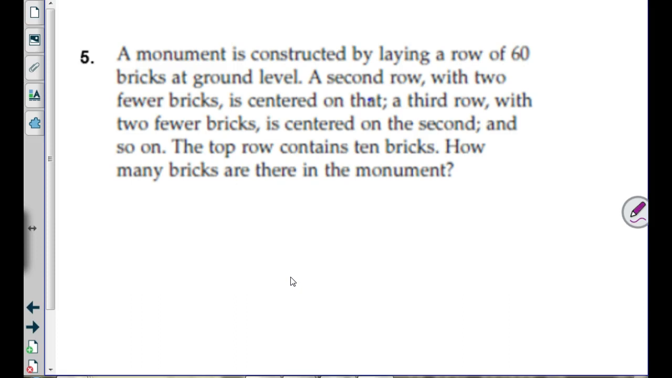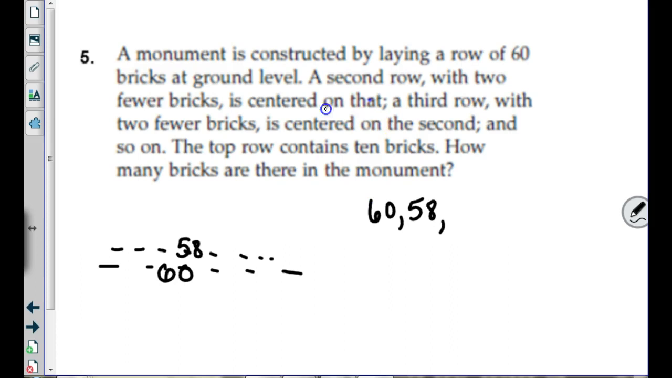A monument is constructed by laying a row of 60 bricks at ground level. Okay, so we're going to put 60 on the bottom level. There's 60 bricks down here, okay? A second row with 2 fewer bricks. So on top of that, we're going to put 58. So the terms are going 60, 58. On that, a third row with 2 fewer bricks. Dot, dot, dot. The top row has 10 bricks.